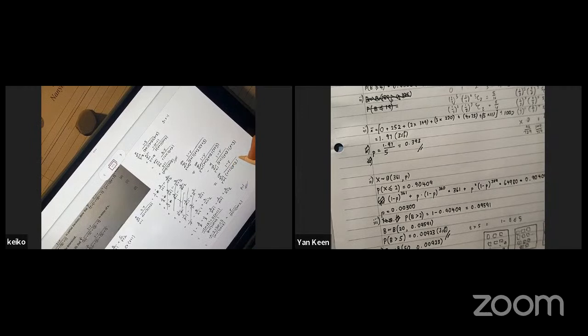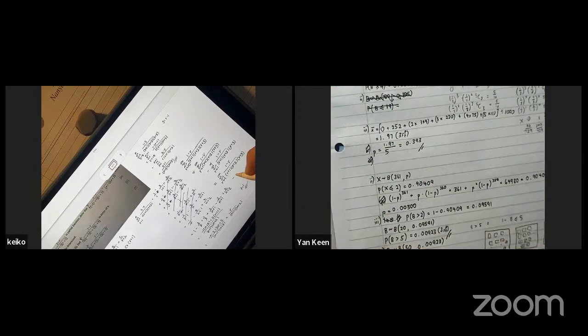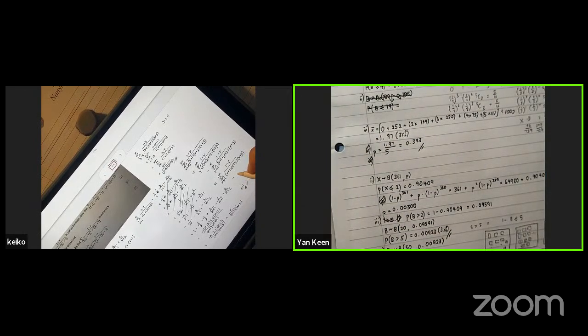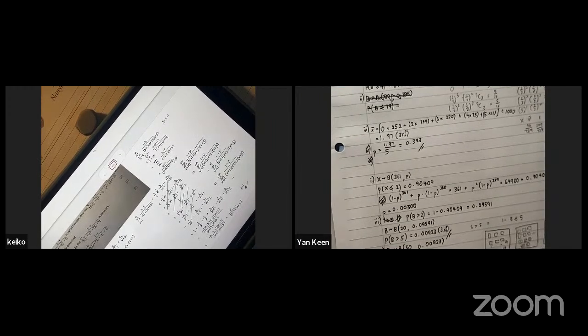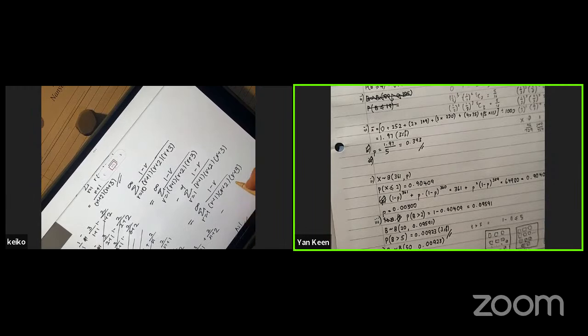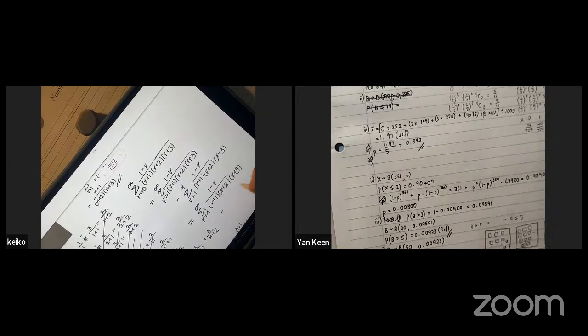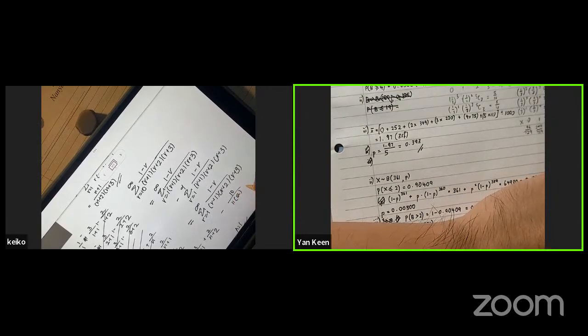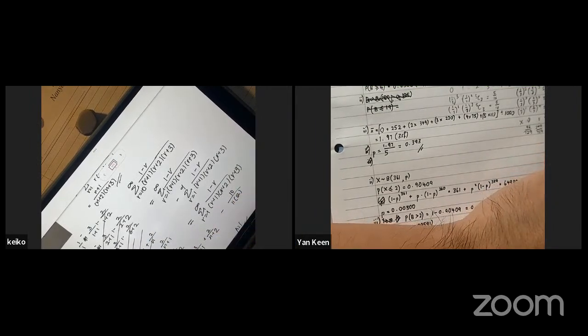So how many crates on average will I reject? How many crates will you reject in 50? If I buy 1, 0.9%. If I buy 2? If you buy 2, there will be 0.9% squared. The chance is lower. Oh no, it's high. It's higher.